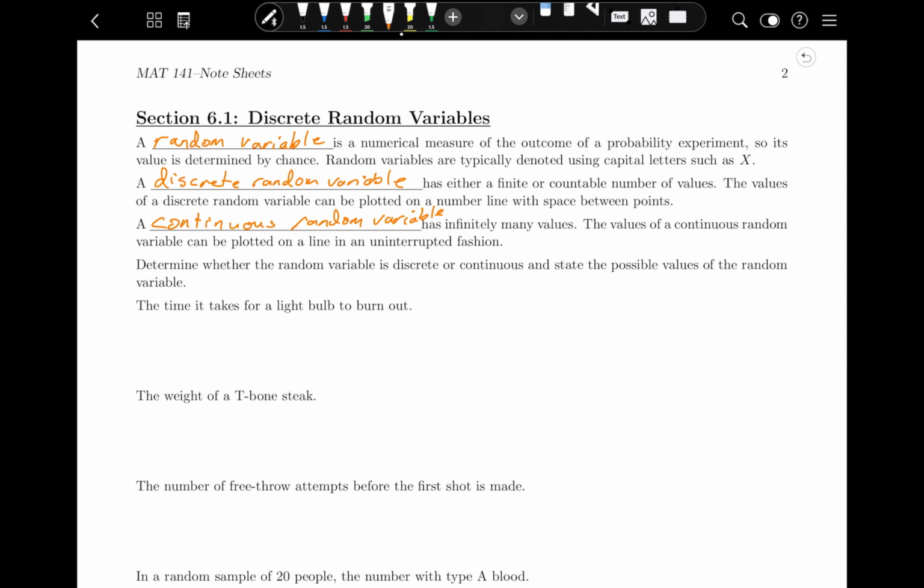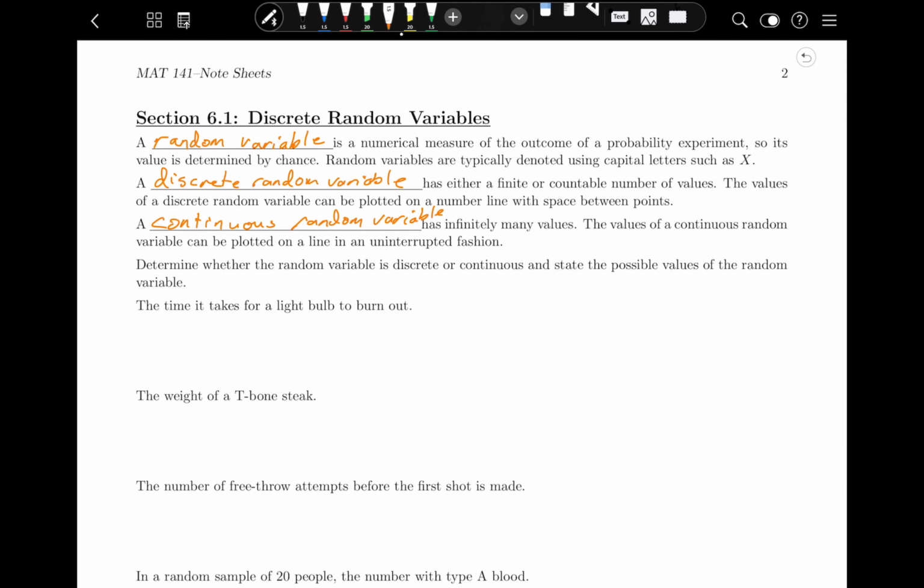So we've talked about discrete and continuous variables back in chapter 1. These are the same idea here. We're just applying those two terms to the idea of random variables. So what I'd like us to do is look at some examples of random variables and decide whether they're discrete or continuous and what values they could have.